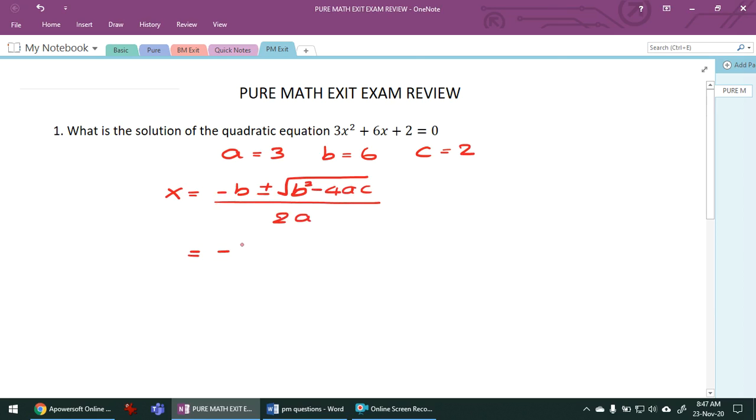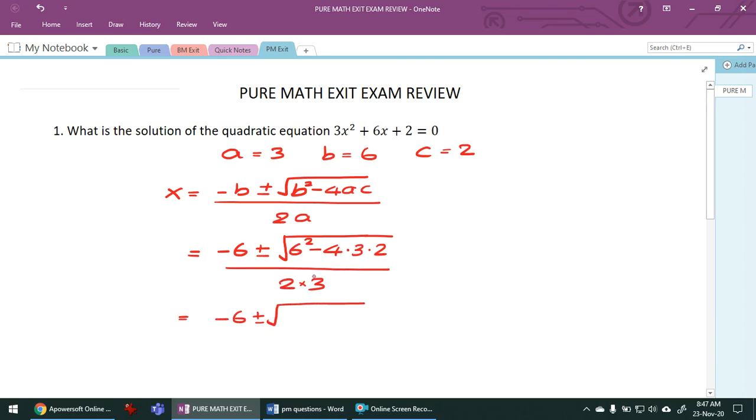Minus, what is b? b is 6, plus or minus square root of b², which means 6² minus 4 into a into c, divided by 2 into 3. Okay, minus 6 plus or minus square root of 6², which is 6 into 6, means 36, minus 4 into 3 is 12, 12 into 2 is 24, divided by 3 into 2, which is 6.